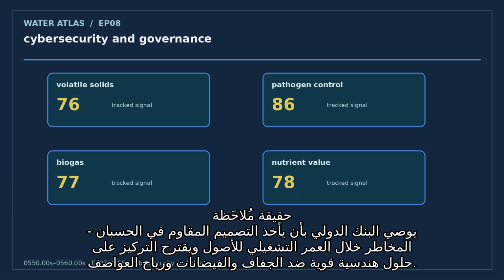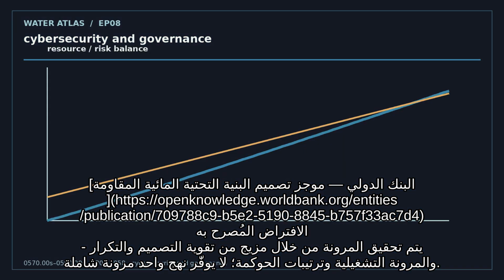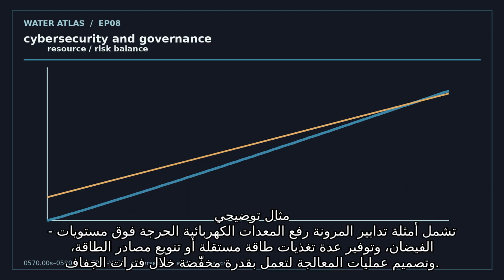Observed fact: the World Bank recommends that resilient design account for hazards over the operational life of assets and focus on engineering solutions robust to droughts, floods, and storm winds. Stated assumption: resilience is achieved through a mix of design hardening, redundancy, operational flexibility, and governance arrangements. No single approach delivers universal resilience.